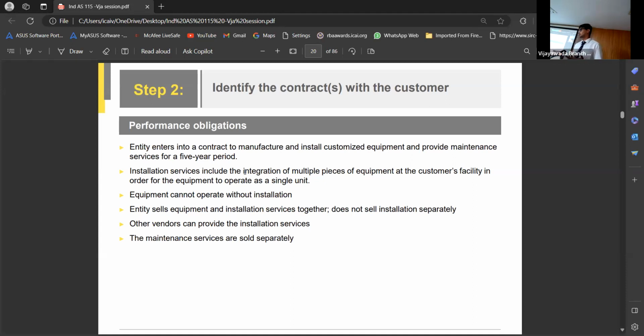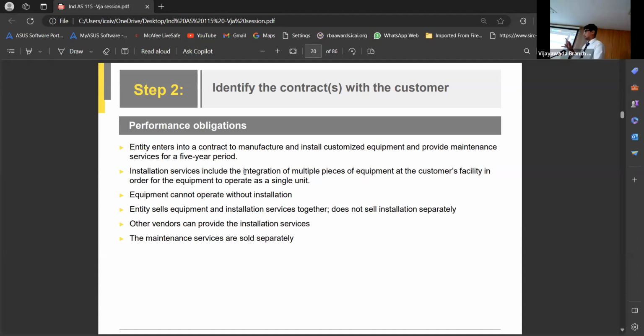AC will work only after installation. So without installation, AC cannot be used. So one performance obligation. That's your logic. Without installation is also not performance. Without AC, installation is also not performance. Agreed. So again, this is logical, right?